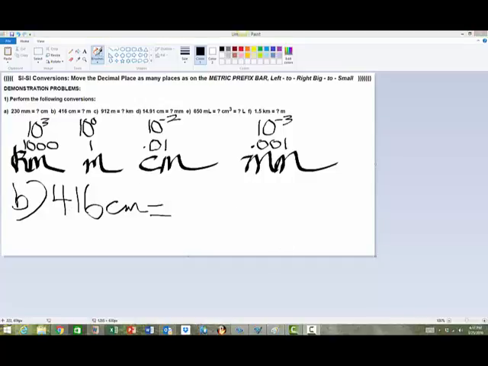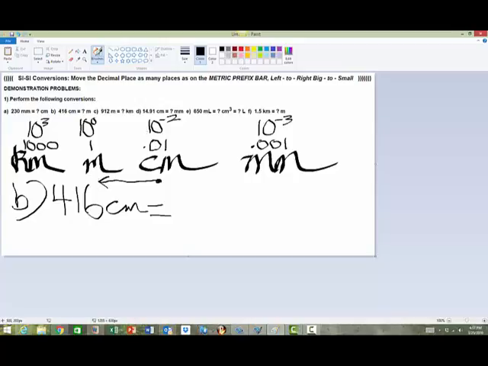Part B, 416 centimeters is how many meters? We first of all locate centimeters on the prefix bar. And so we see that centimeter is to the right of meter on the prefix bar. And so the decimal place will go left.